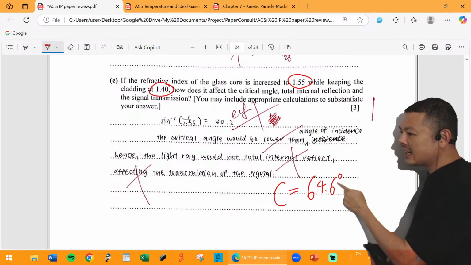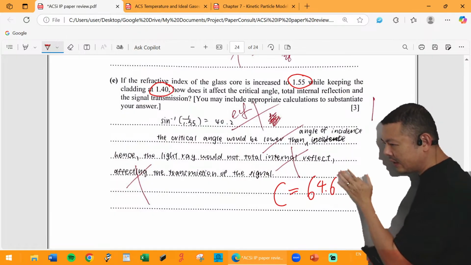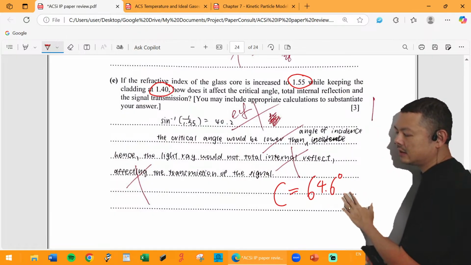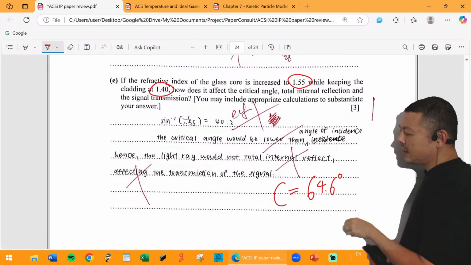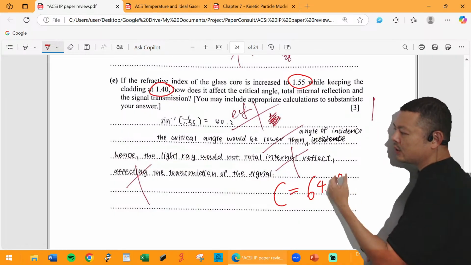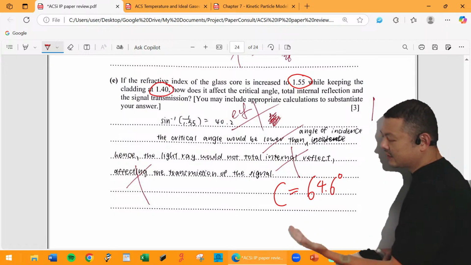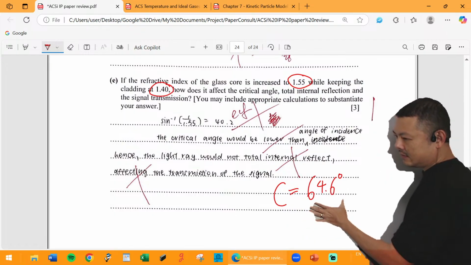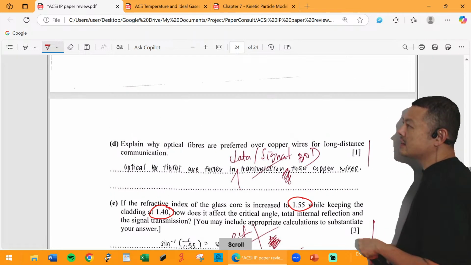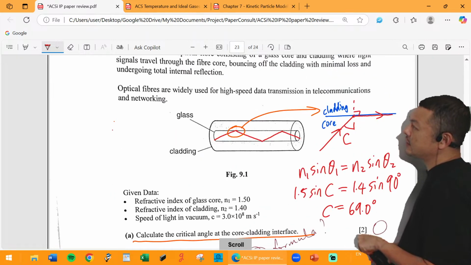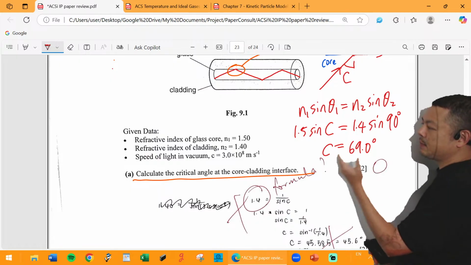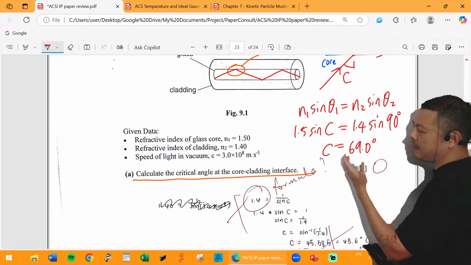This one will create a higher likelihood of TIR. Because it's a smaller critical angle, so you will get more chances of TIR. You understand? Because that one is so big. The critical angle for the first one here is 69 degrees. It's much bigger, about 5 degrees bigger.